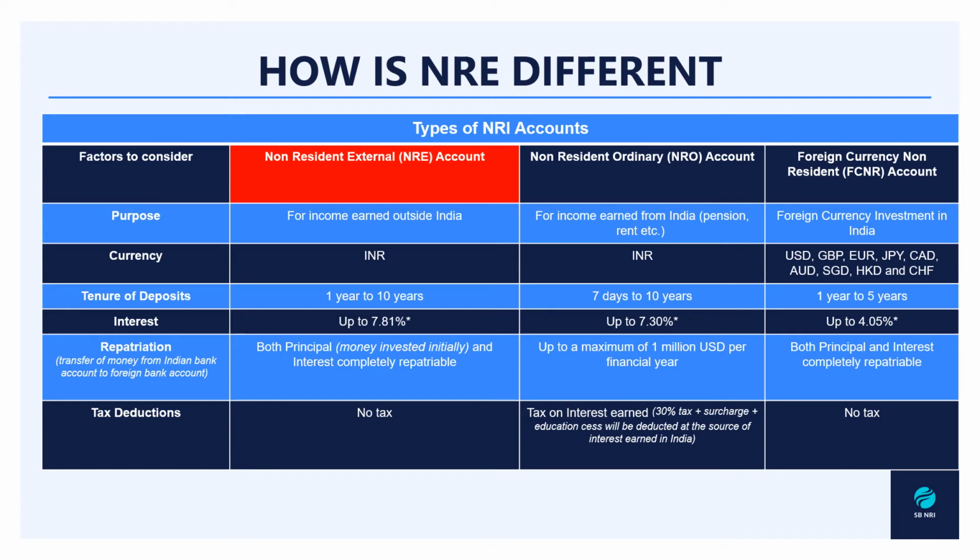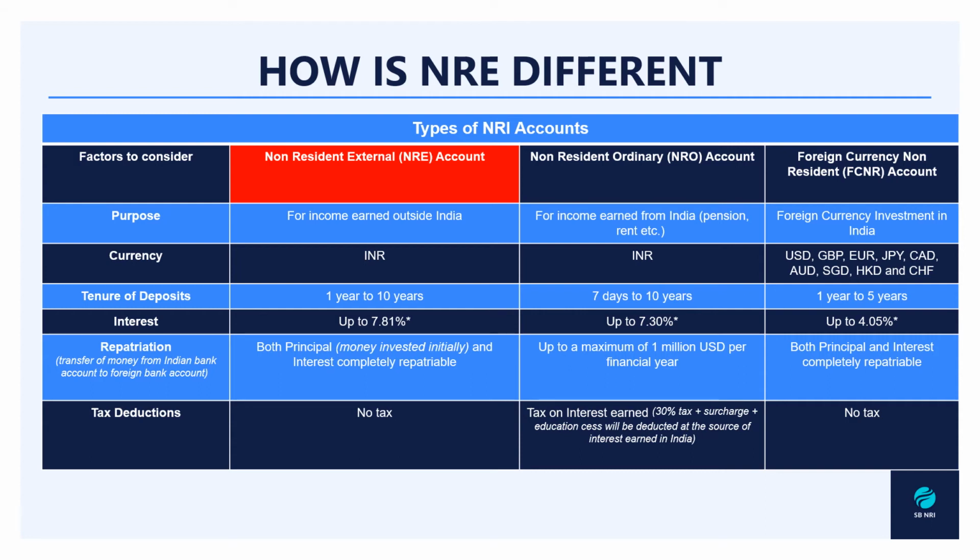We will now talk about repatriation, which, again, is the process of transferring the money from your Indian account to your foreign bank accounts. Under NRE and FCNR, both the principal amount that you have invested and the interest that is earned on that amount are completely repatriable. But under NRO, there is a condition: you can only repatriate up to a maximum of 1 million US dollars per financial year.